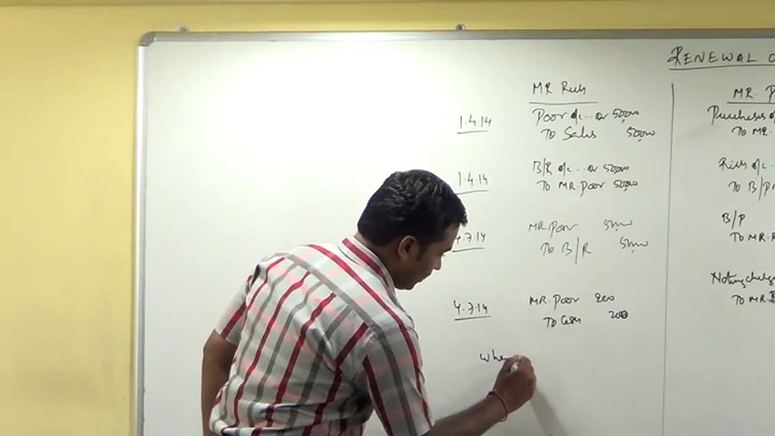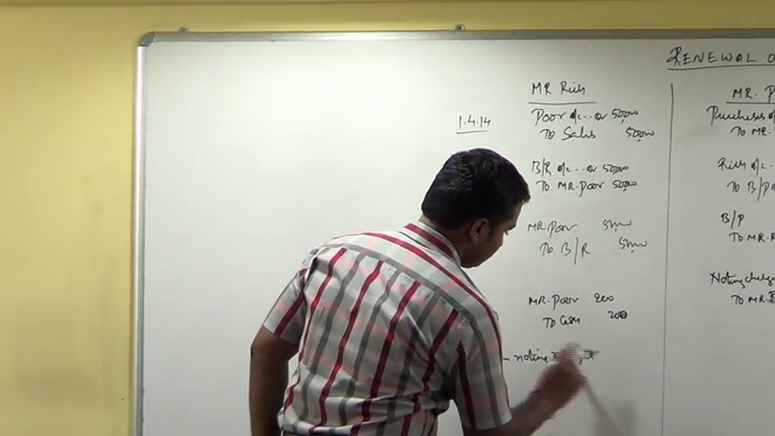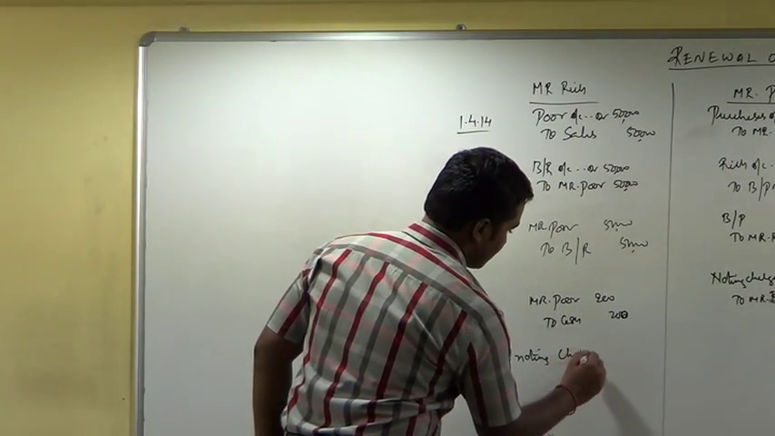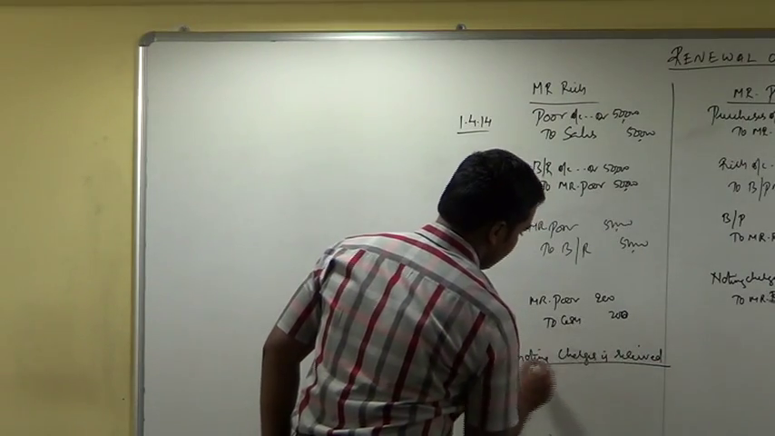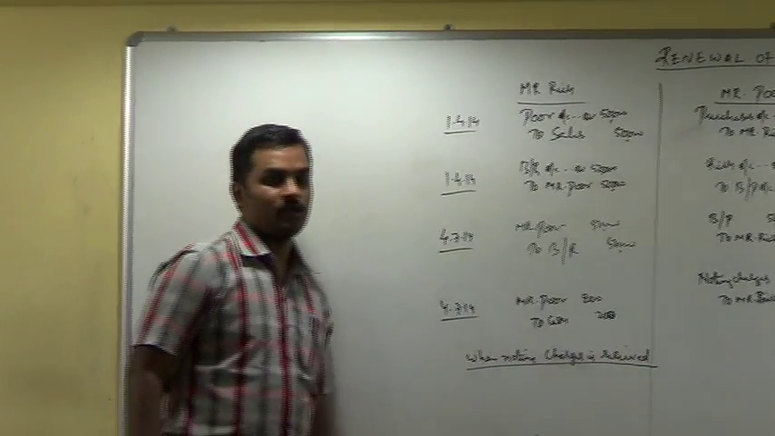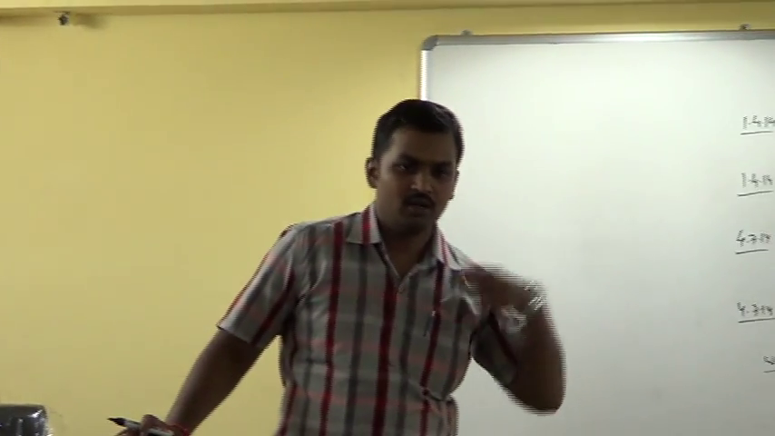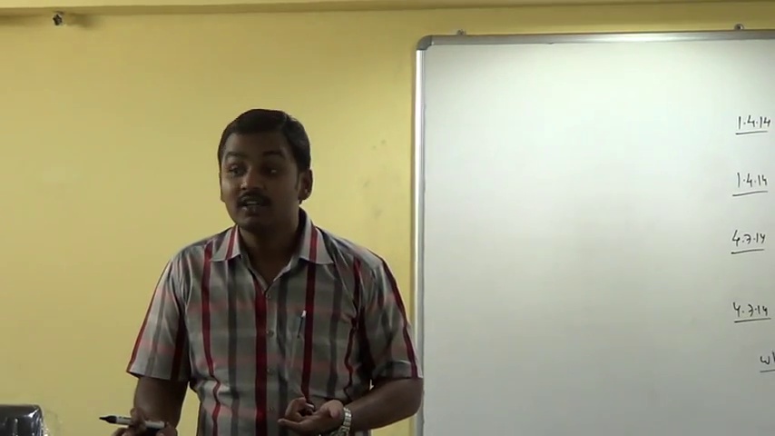When noting charges is received, please tell me, when Rich paid noting charges, what is the entry he wrote? Cash is going out. Poor is a debtor. He has to give me the money back. Now he is giving the money back to us. What is the entry we are going to write?